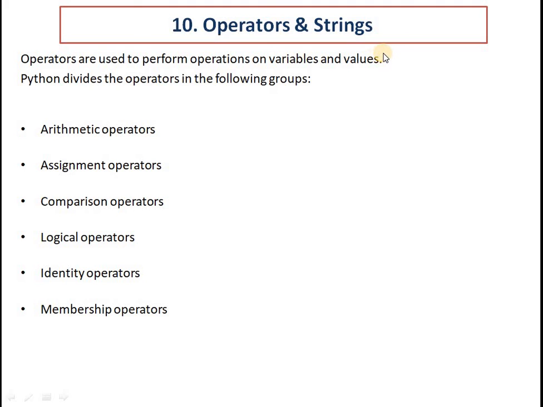Operators and strings. So operators allow us to do operations with variables. You are telling a is equal to 5, b is equal to 10, and you print a plus b. So plus is the operator there, which helps you to perform operations with the variables a and b. Python has different operators: arithmetic operators, assignment operators, comparison operators, logical operators, identity operators and membership operators.